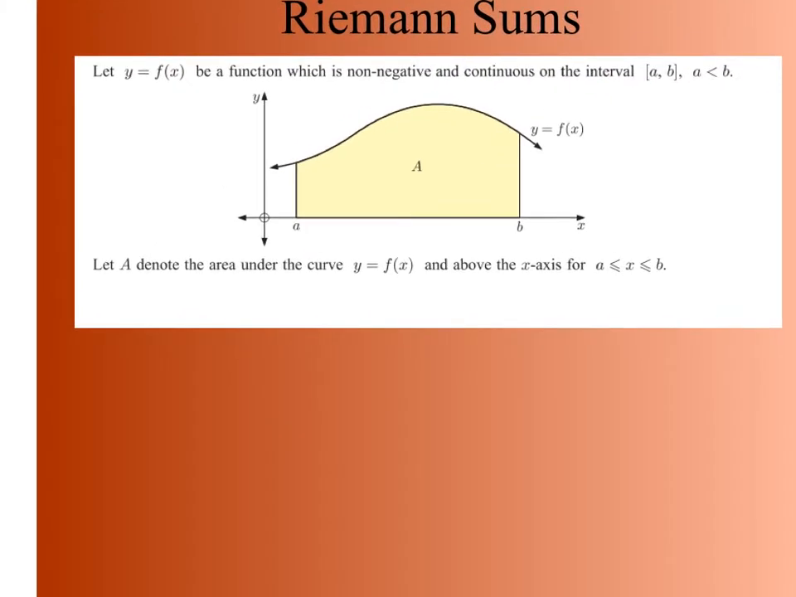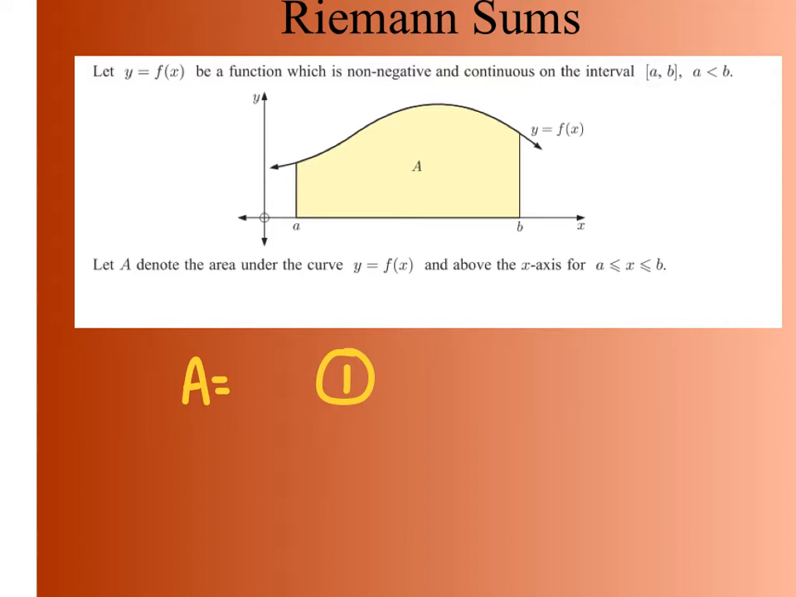Alright, so let's let y equal f of x be a function which is non-negative and continuous on a to b, where a is less than b. Let A denote the area under the curve y equals f of x and above the x-axis between a and b. So that area can be calculated by using a couple different methods.